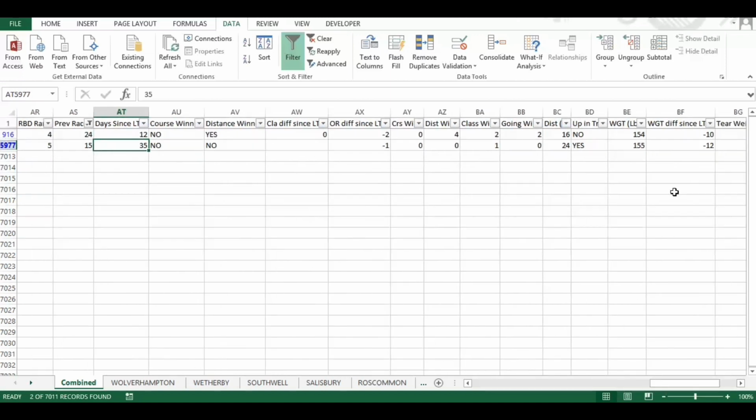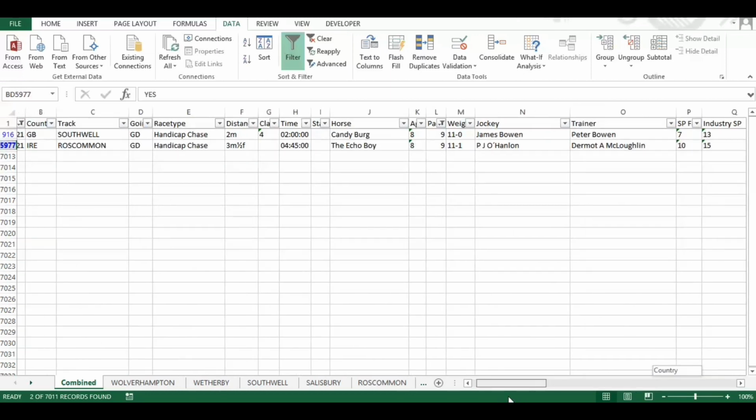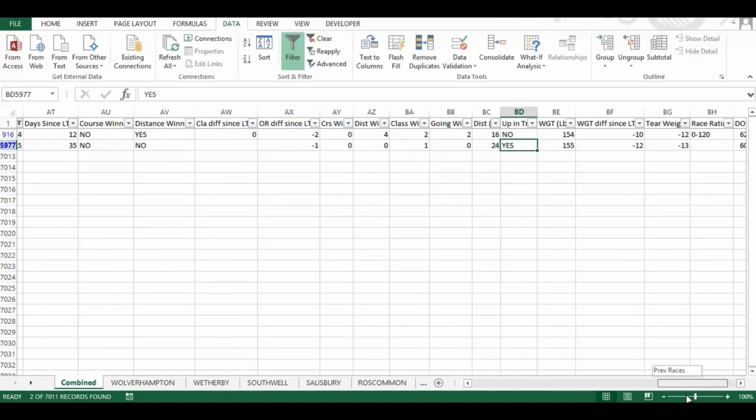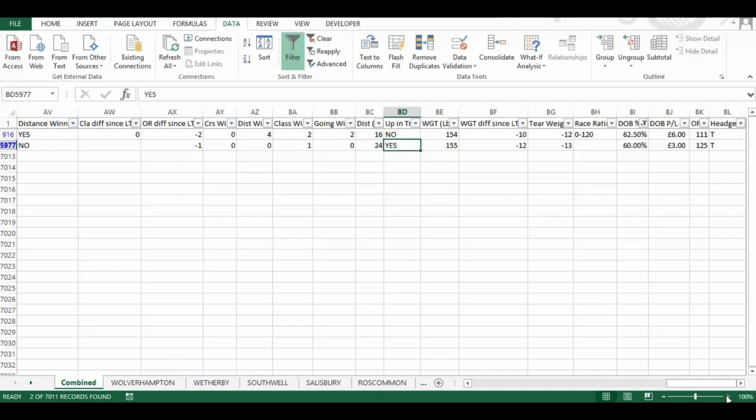You can see whether they are course and distance winners, whether they're stepping up in class, and up in trip. So you can see here that Echo Boy is actually up in trip since his last race, so you'd want to look at his history to see if this is the furthest it had won before. And then you can look at the weight change, to see if the horse is carrying more or less weight than last time.